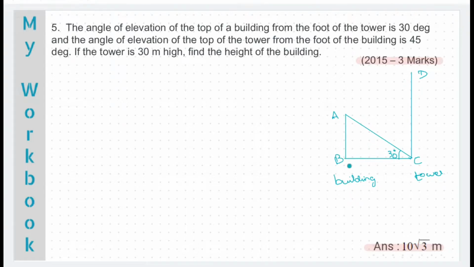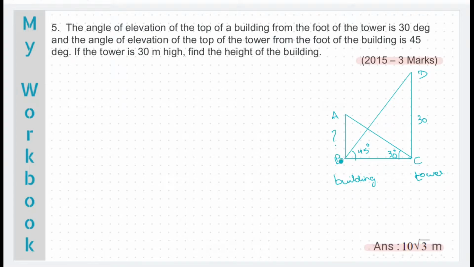Similarly, the angle of elevation of the top of the tower from the foot of the building. From B, you're looking at D. So the angle of elevation is this, which is given as 45 degrees. If the tower is 30 meters high, CD is given as 30, we need to find AB, which is the height of the building.